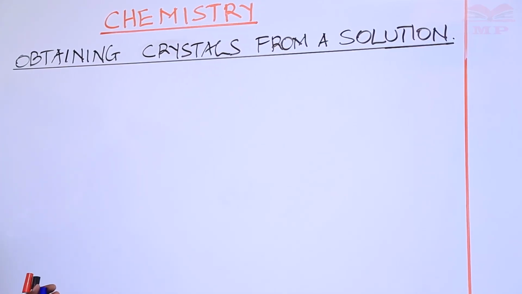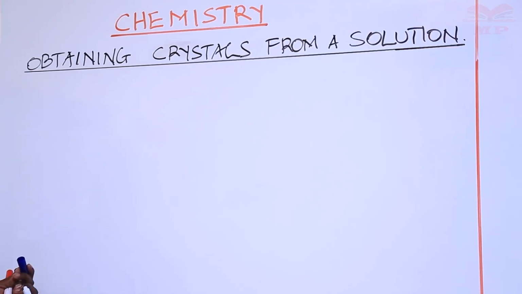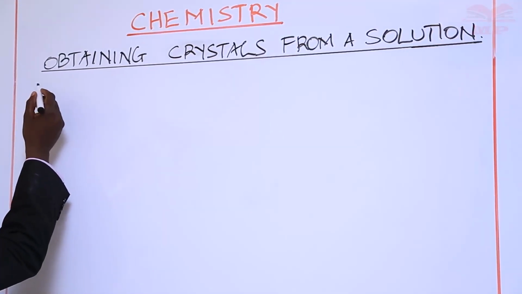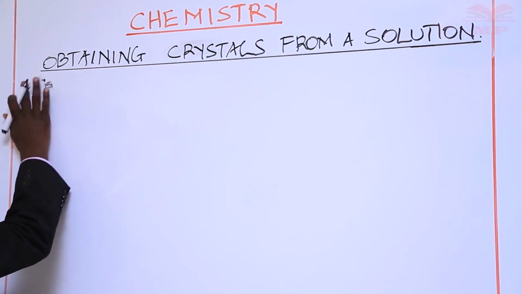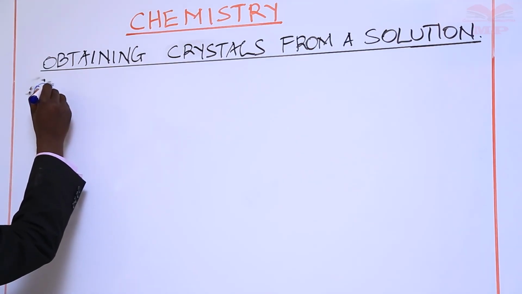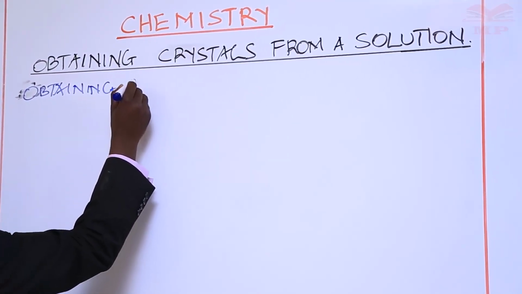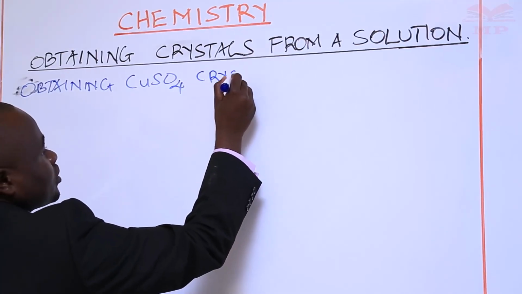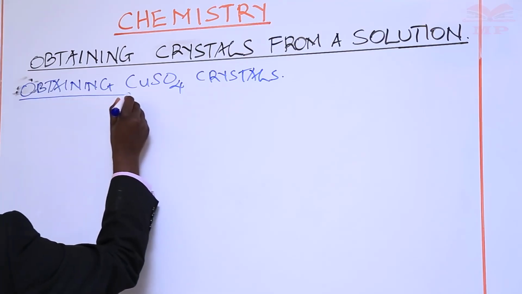So we are talking about obtaining crystals from a solution. The one we are going to consider is copper sulfate. So our subheading under this is obtaining copper sulfate crystals. Obtaining a copper sulfate crystal.